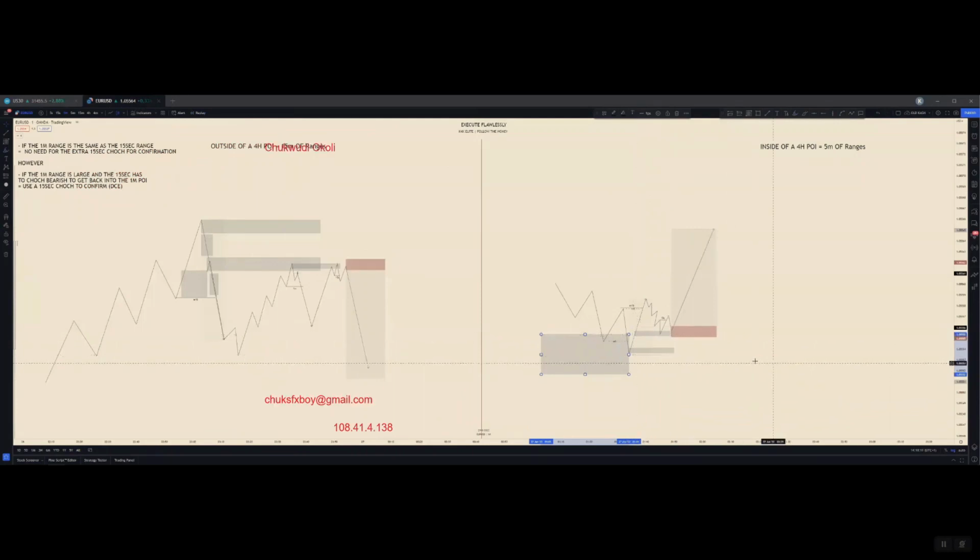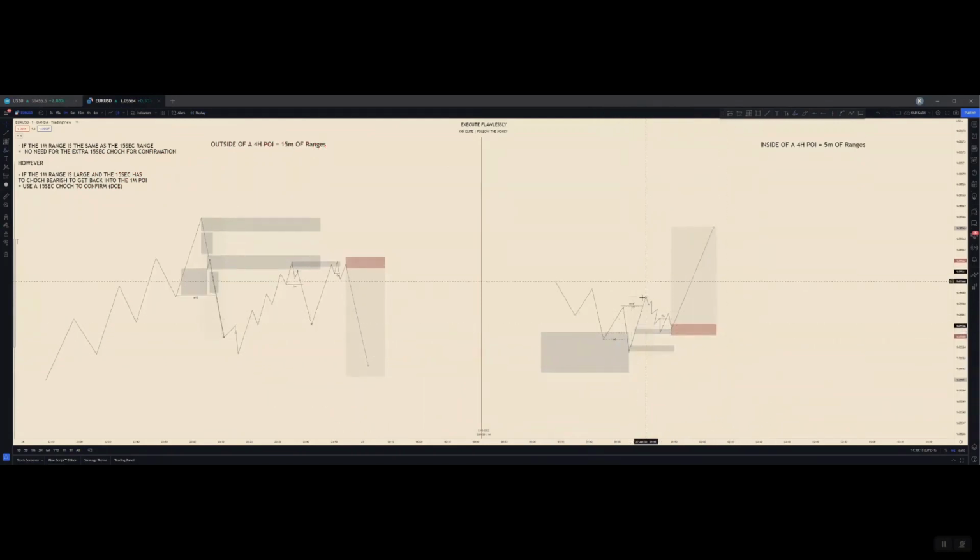Yeah. You don't need to make it confusing for yourself. Just simply don't need to say like 5 minutes same as 1 minute and all this stuff. Literally, just say, do we have a 5 minute chop? Yes or no? If yes, does it come back into 1 minute POI? Yes. Do we get a 15-second chop? That's it. Simple. Don't care internal, external, 5 minute, 1 minute same.